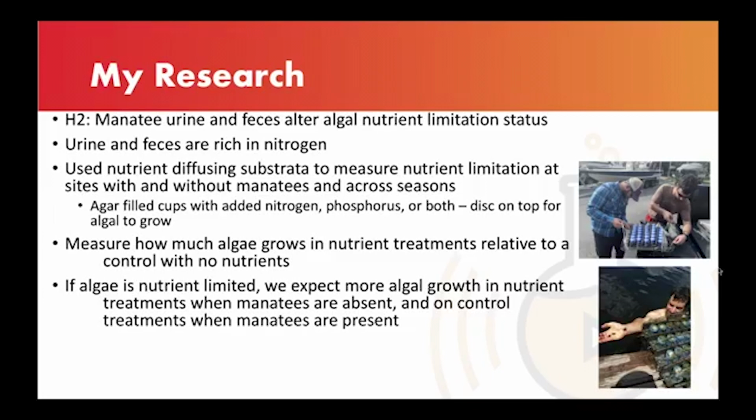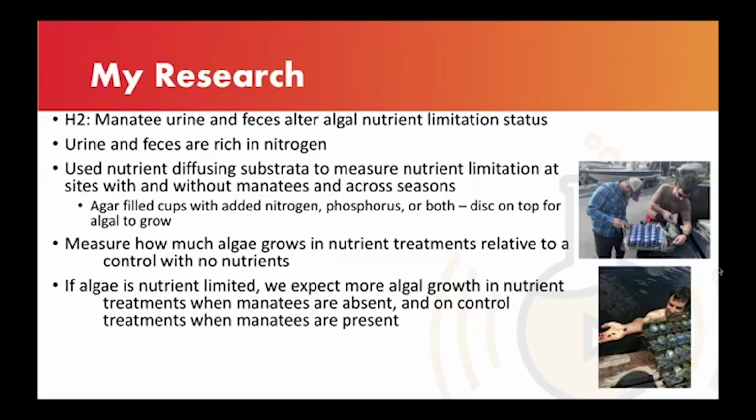So we have nitrogen treatments where we added only nitrogen, and we have phosphorus treatments, but they're all right next to each other. We know that there's just so little nutrient coming out of there, but it's in high concentration. It's only going to be surrounding that immediate disk right there. So if we have an agar-filled cup with nitrogen and one with phosphorus right next to each other, they wouldn't be affected by one another.